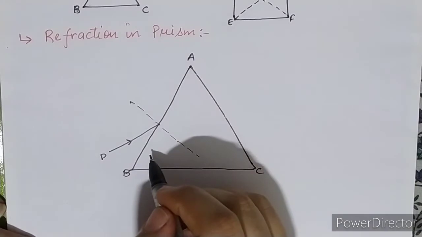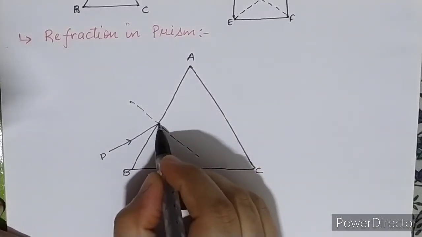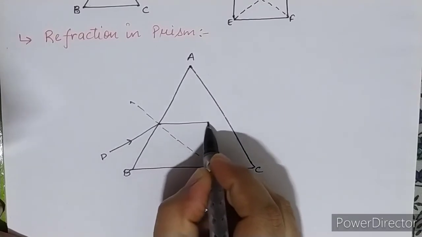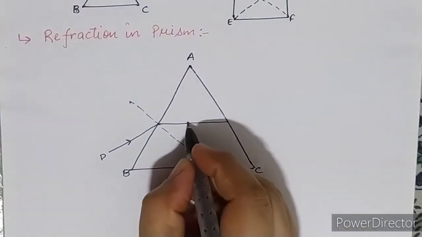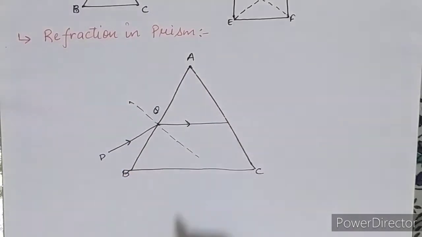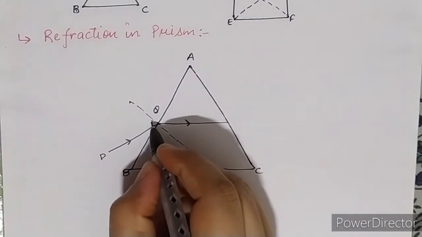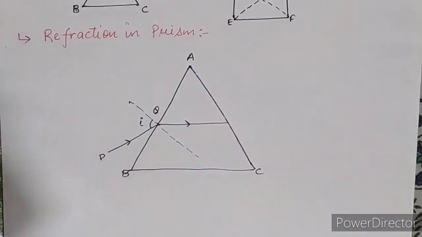As I draw the normal ray, it will be refracted from its path like this. So it has been refracted. It meets at point Q. It is making an angle I. That was your incident angle.